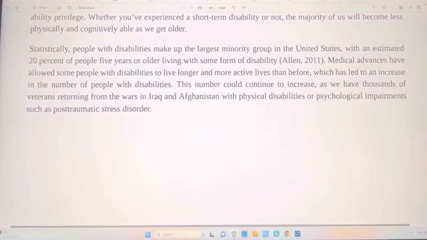Statistically, people with disabilities make up the largest minority group in the United States, with an estimated 20% of people 5 years or older living with some form of disability. Medical advances have allowed some people with disabilities to live longer and more active lives than before, which has led to an increase in the number of people with disabilities. This number could continue to increase as we have thousands of veterans returning from the wars in Iraq and Afghanistan with physical disabilities or psychological impairments such as post-traumatic stress disorder.